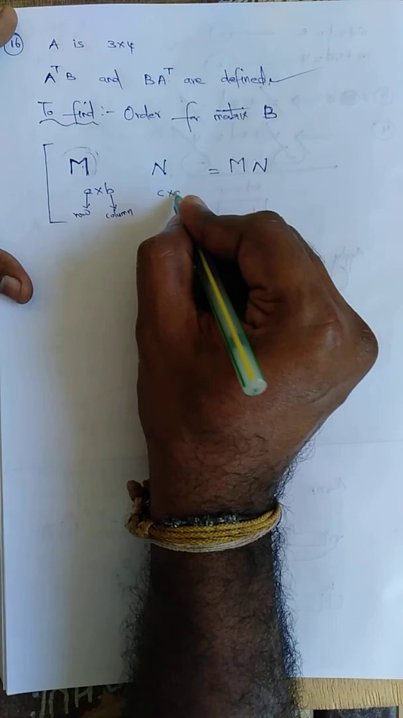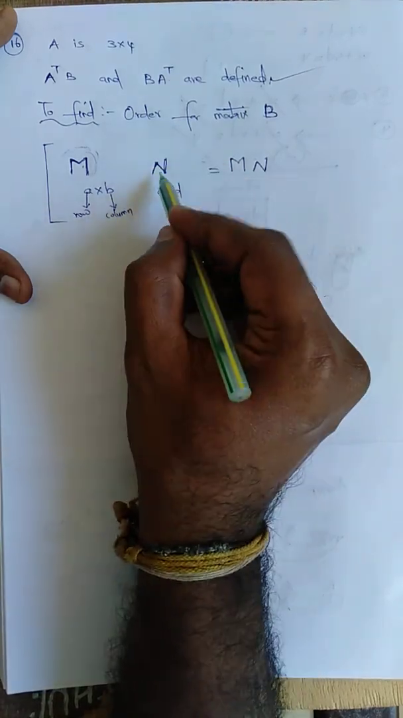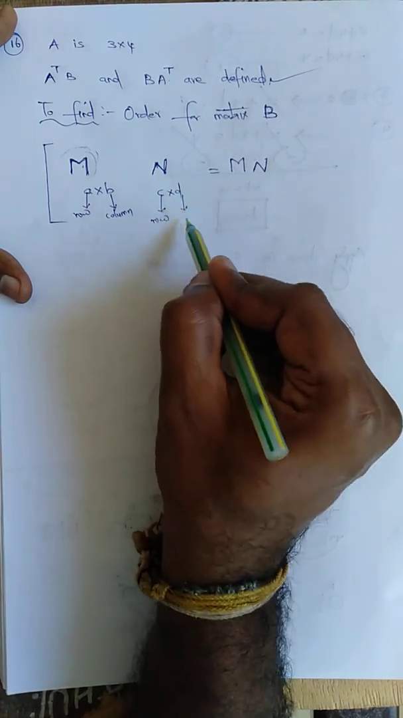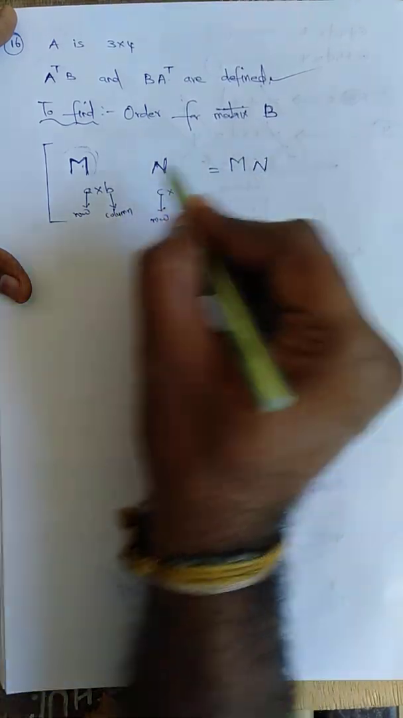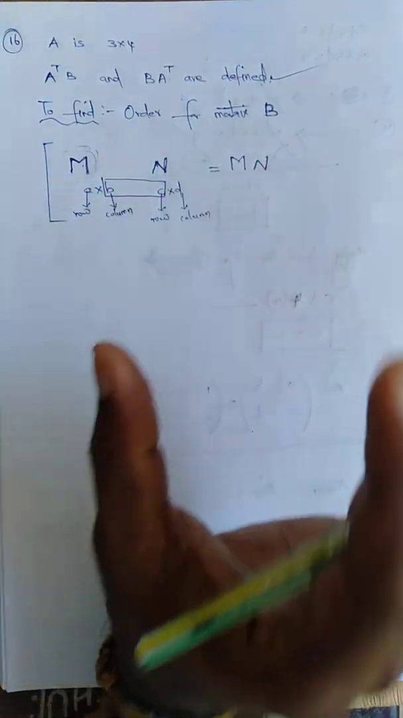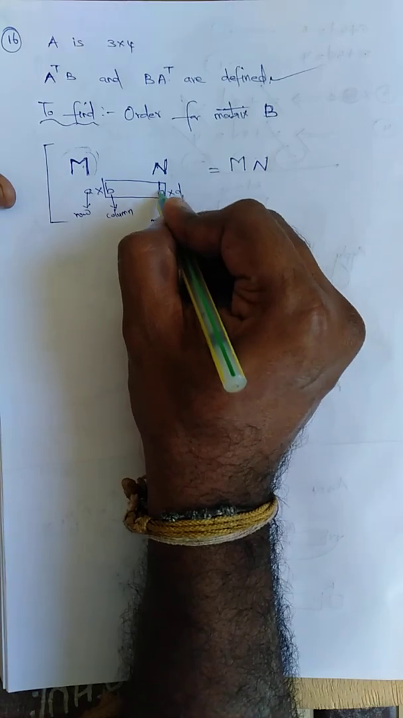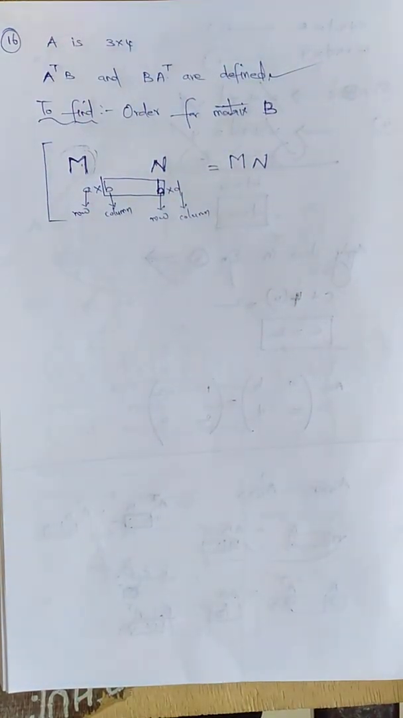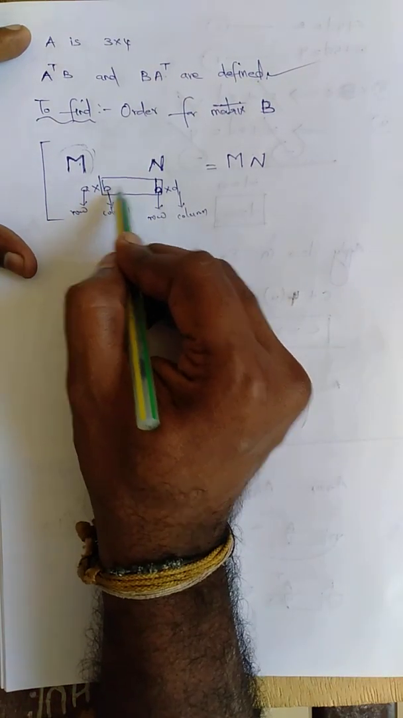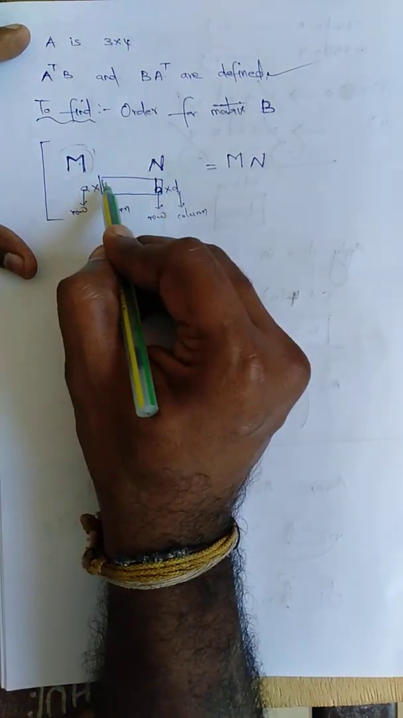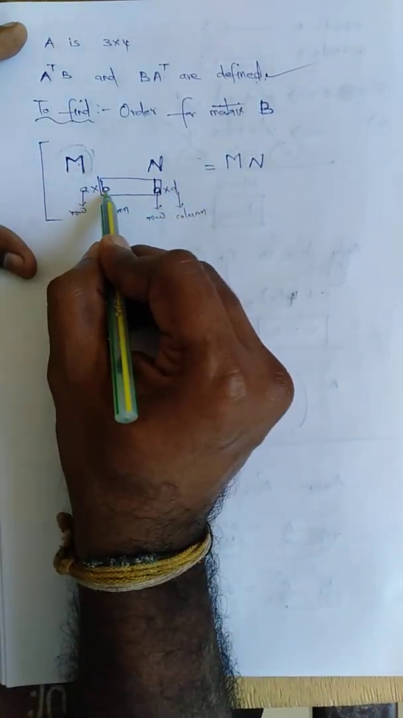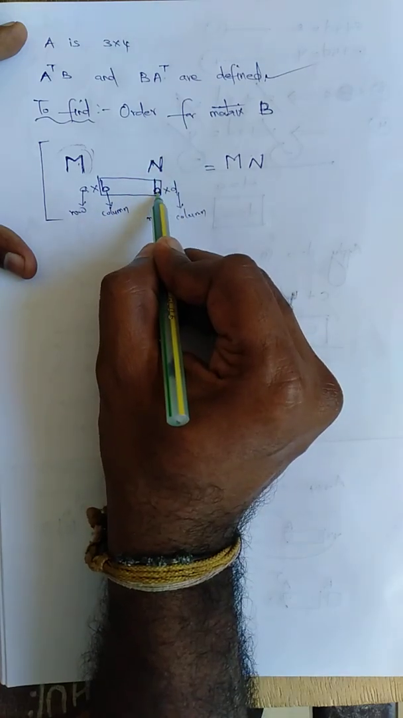In the same way I take C cross D. This is the second matrix N, with row C and column D. If I say both are equal, for example, you can also say B equal to C, no problem. But I don't want to confuse you. I am taking B and D. A cross B and B cross D, where the two B's are equal. So the first matrix column and second matrix row should be equal.